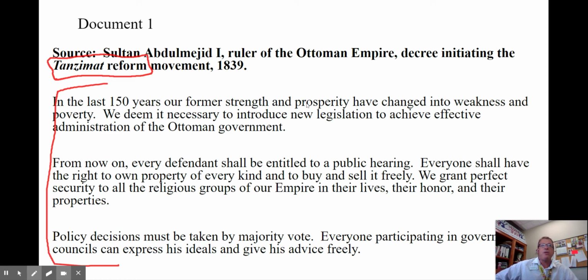After 150 years of our former strength and prosperity, we have become weak and we need to change. And then he says, every defendant shall be entitled to a public hearing. That's just like you would see in the West when the West was creating its Declaration of Independence, its constitutions, Magna Cartas, and all these things that the East had long not ever done. Owning property, being able to buy and sell property freely. Again, freedom of religious groups in this Ottoman world that is authentically Muslim.